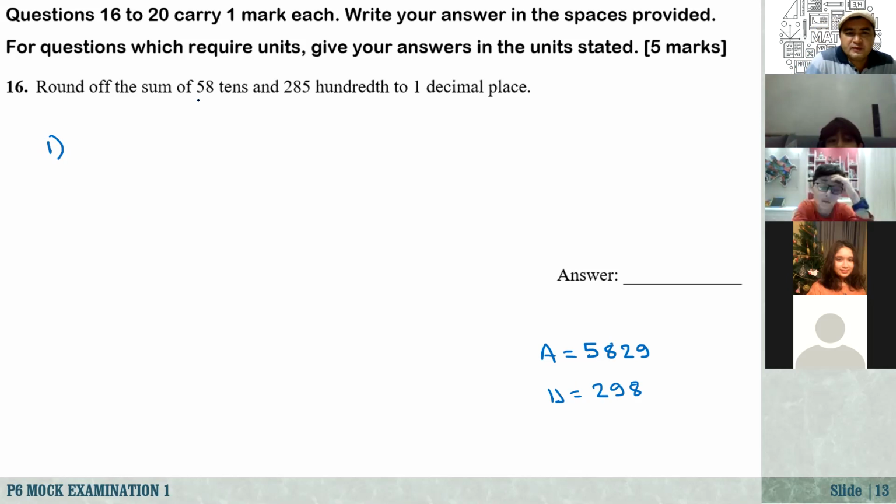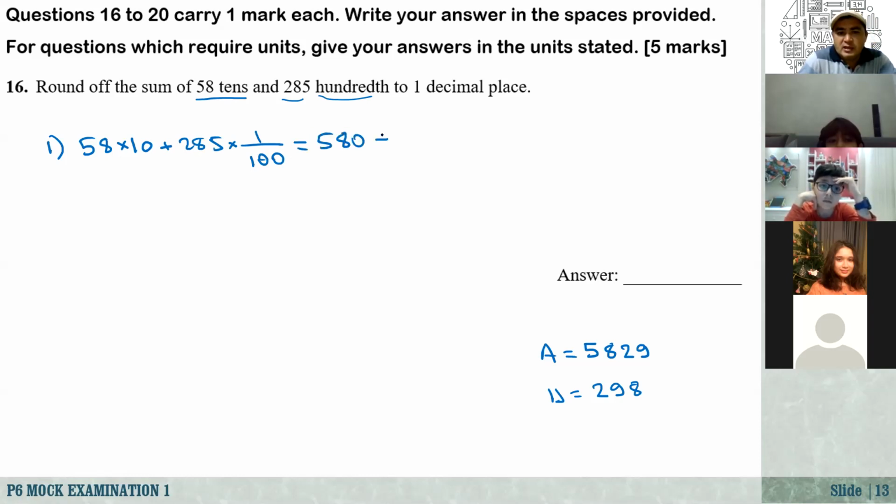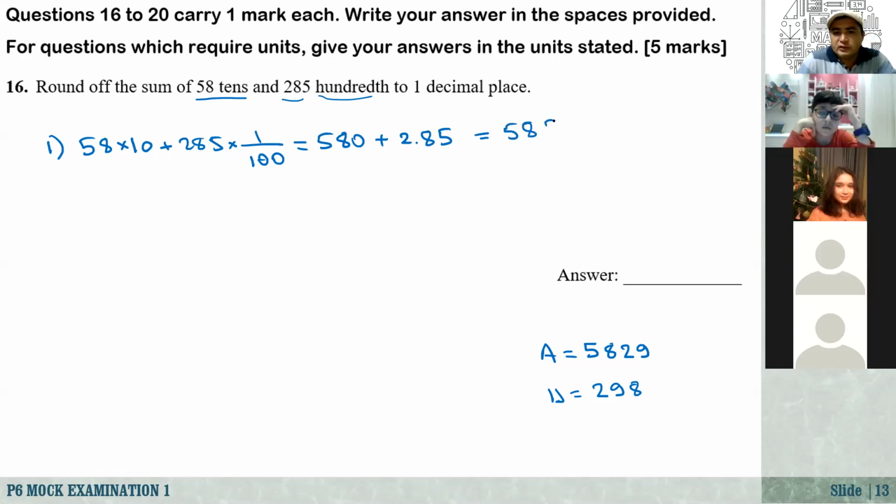Okay, now let's see. Here we say the sum of 58 tenths. 58 tenths means 58 times 10, right? And plus 285 hundredths. That is 285 times 1/100, which is equal to 58 times 10 is 580, plus 285 over 100, that is 2.85. Now, if you add these things together, that's equal to 582.85.